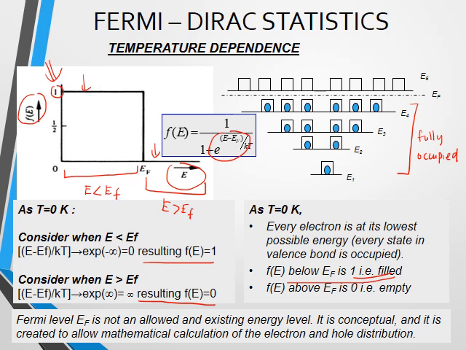Looking at the energy larger than Ef, the probability is 0, meaning that there will be no electrons at these energy levels. Relating to this figure, since the electrons have no energy to jump to the higher states, no electrons exist at the levels above Ef.